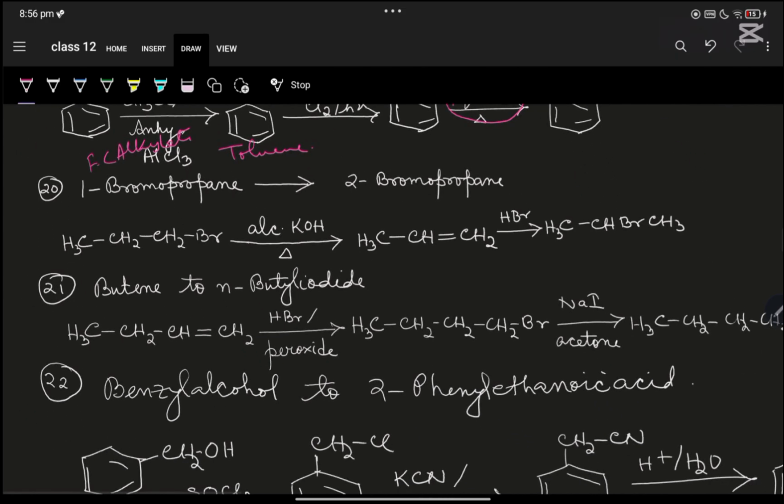Next, I told you about shifting the position of the double bond and all this thing. So 1-bromopropane to 2-bromopropane. This is shifting the position of Br. You give alcoholic KOH, heat, you will get propene, and then you do HBr.